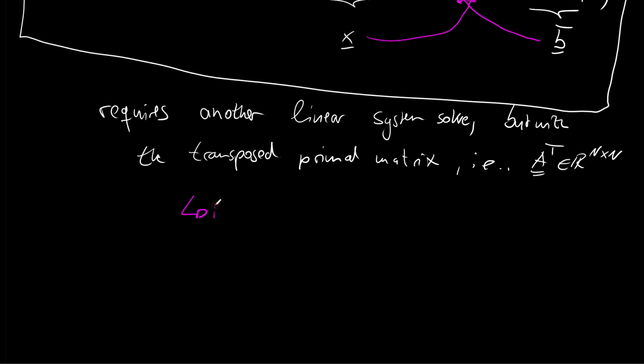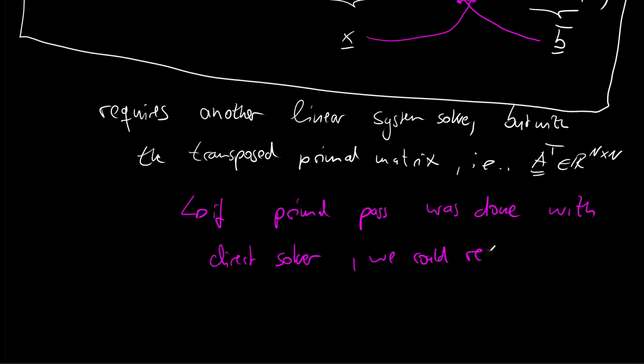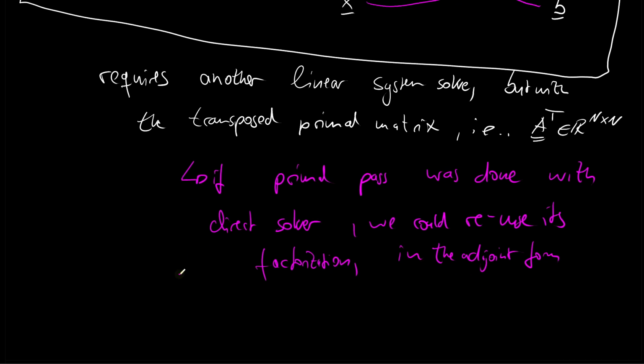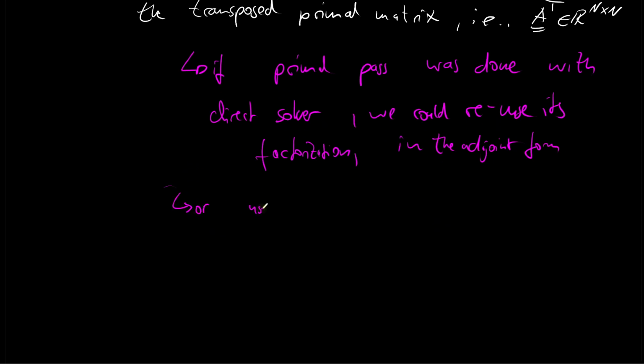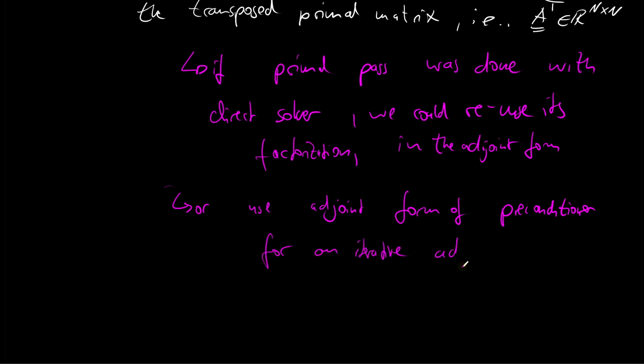So let me note this down. So if primal pass was done with direct solver, we could reuse its factorization in the adjoint form. And if we did the iterative solver, we most likely used a preconditioner, especially if we have really large PDE systems. And we can also use the adjoint form of the preconditioner if applicable. It's a little bit more tricky there, but it's also an option. So, or use adjoint form of preconditioner if applicable, of course. That's a little bit problem dependent for an iterative adjoint solve.